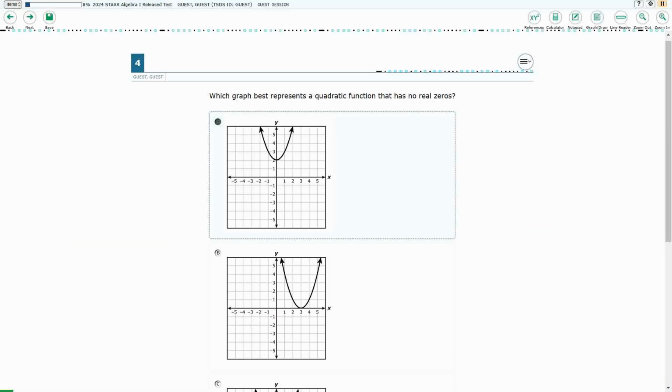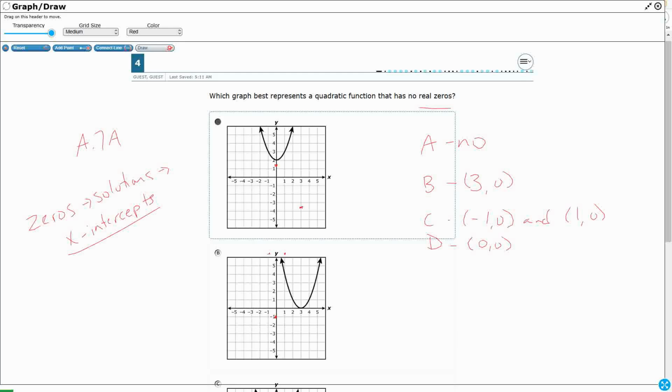Now, how did we do across the state of Texas? Well, we did decently, not as well as we would hope. We had 59% of our students choose A, so we're not quite at that 60% threshold, but we're extremely close. Now, we did have 18% of our students choose B. That was the most chosen incorrect item. So let's take a look at B and see what messed them up.